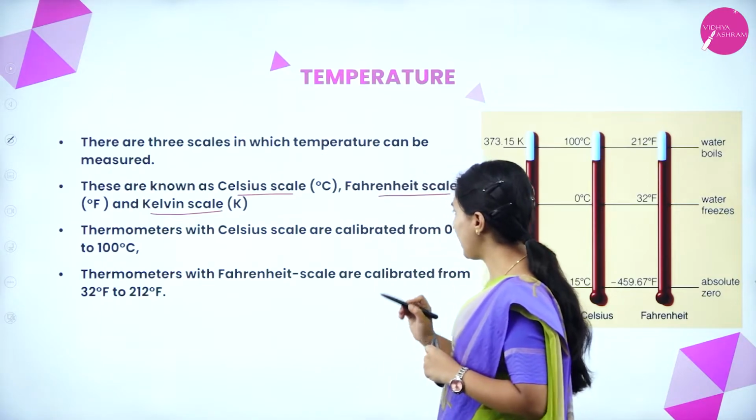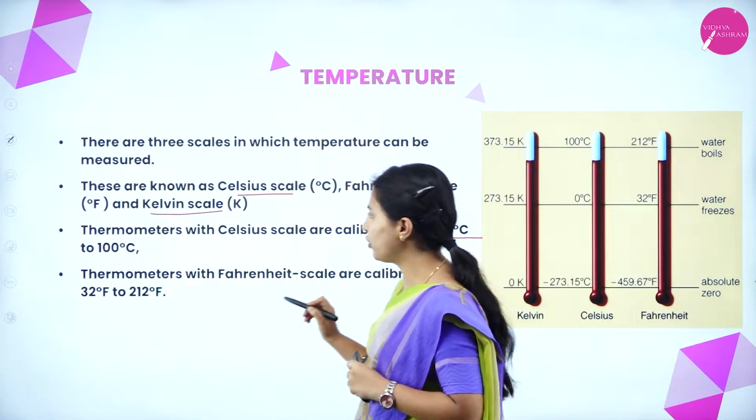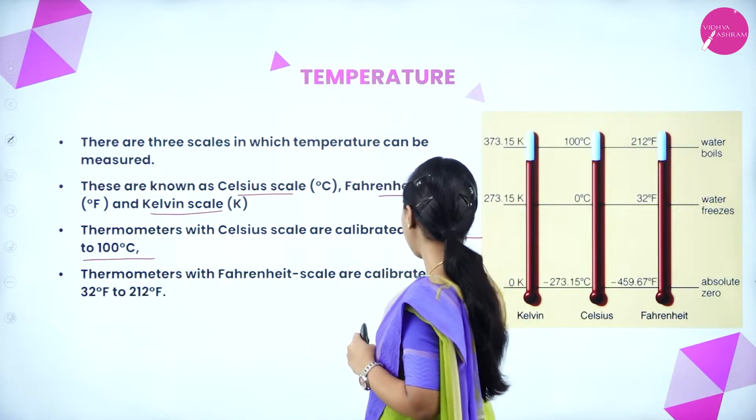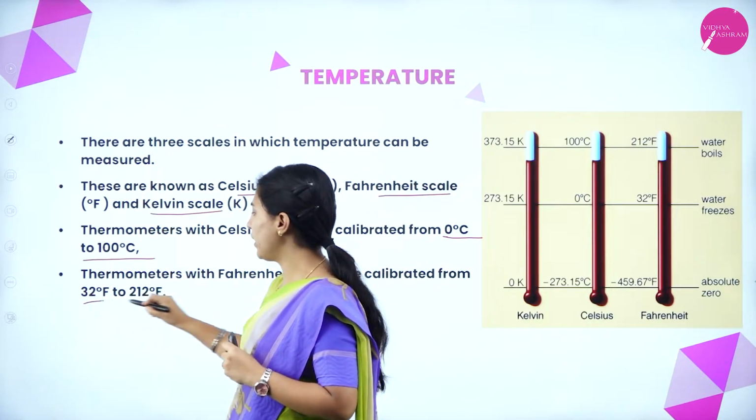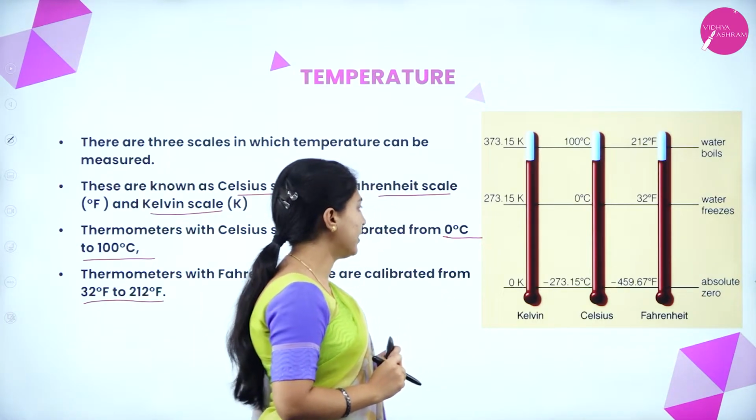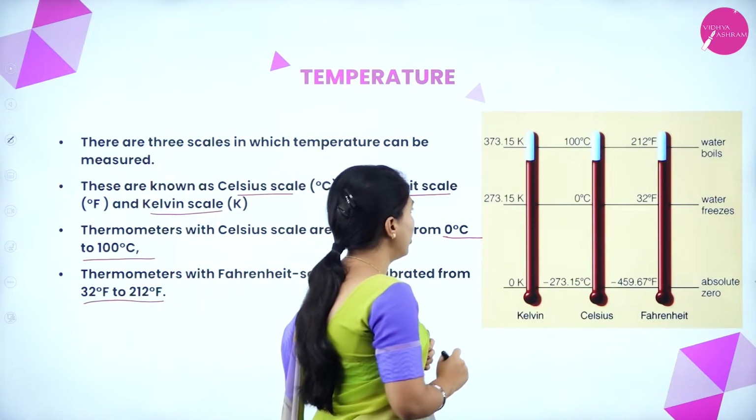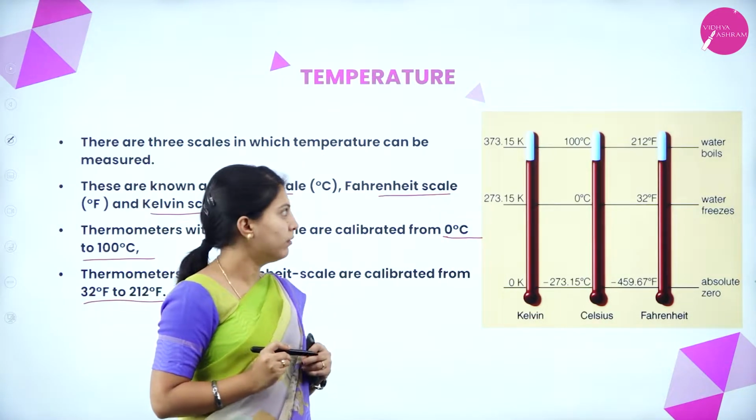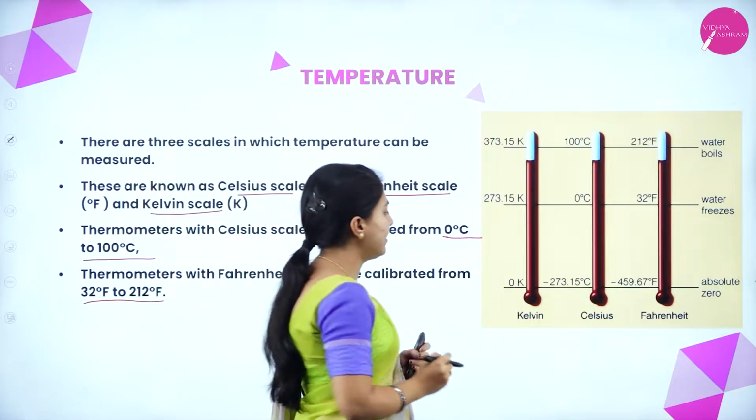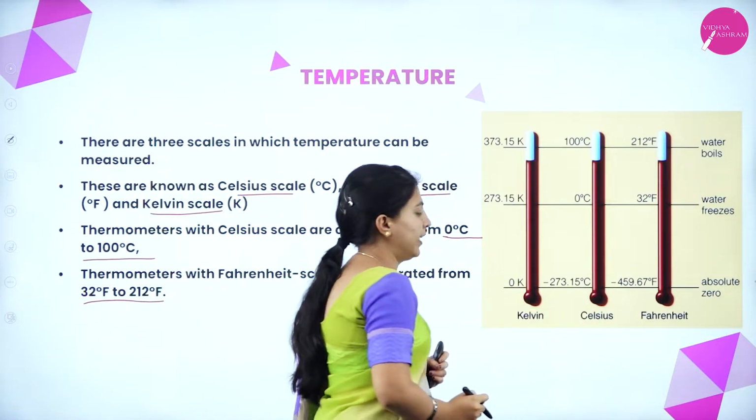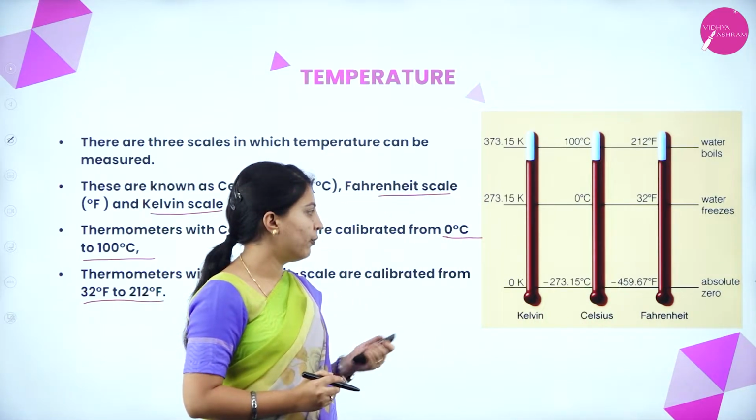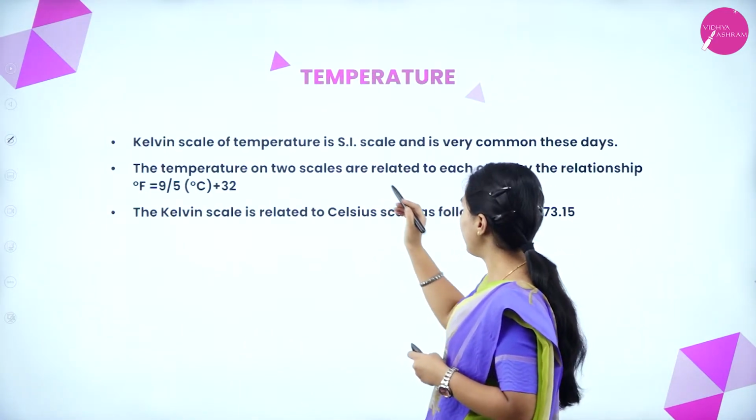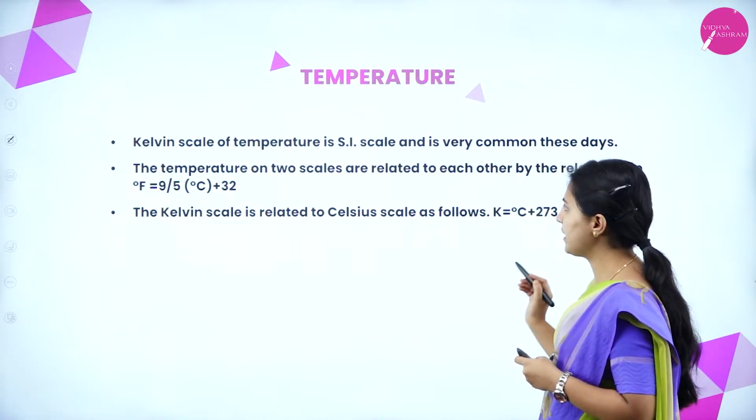Thermometers with Celsius scale are calibrated from 0 degree to 100 degree Celsius. Thermometers with Fahrenheit scale are calibrated from 32 degree Fahrenheit to 212 degree Fahrenheit. And Kelvin, 0 Kelvin to 273.15 Kelvin. These are the scales, Kelvin, Celsius and Fahrenheit, with the different ranges. Next, Kelvin scale of temperature is the SI scale and is very common these days.